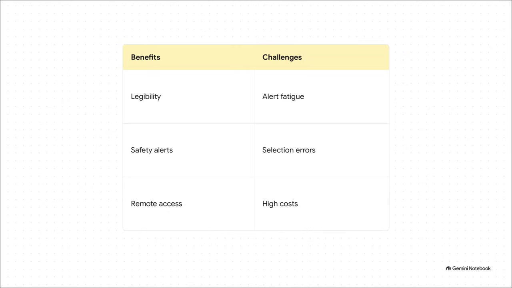On one hand, CPOE is a game-changer. It basically eliminates medication legibility errors, gives us automated safety alerts through clinical decision support systems, and provides immediate remote access. That's huge. But we can't ignore the massive barriers.